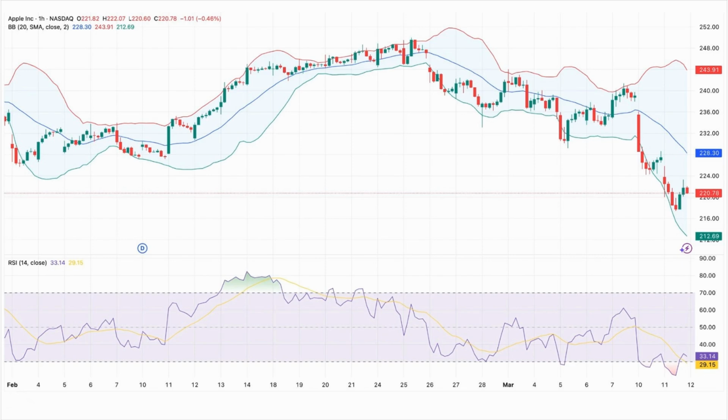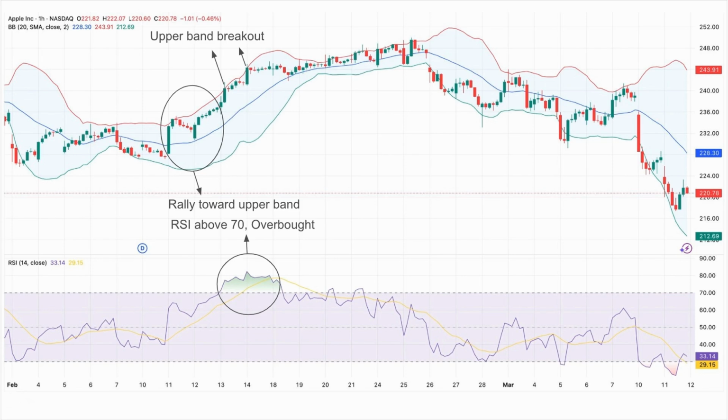On February 11th and 12th, AAPL rallied towards the upper Bollinger Band, showing increasing buying pressure. On February 13th and 14th, we see a strong breakout where price touched the upper band, confirming strong bullish momentum. RSI jumped above 70, signaling an overbought condition, often a warning of an upcoming correction.